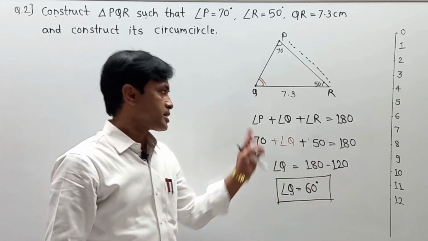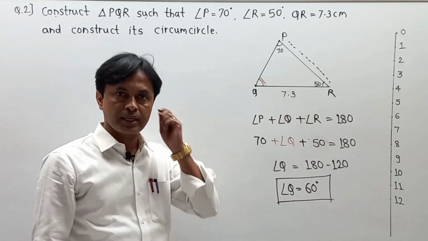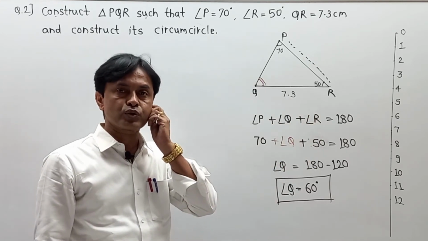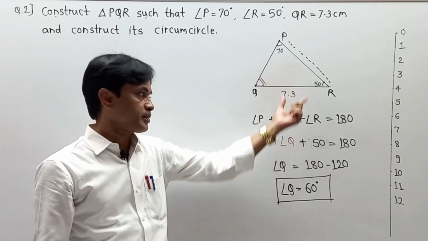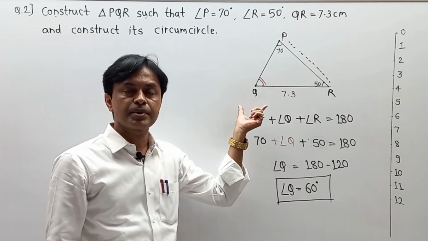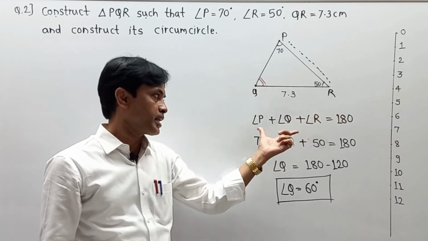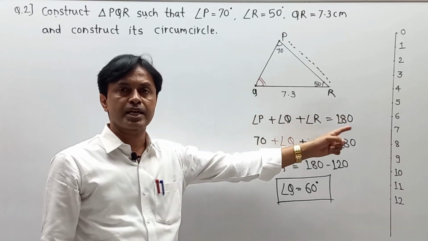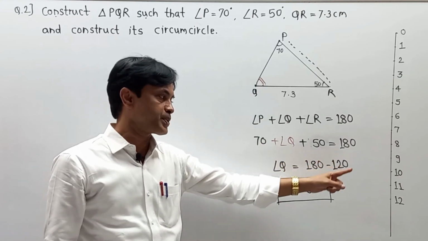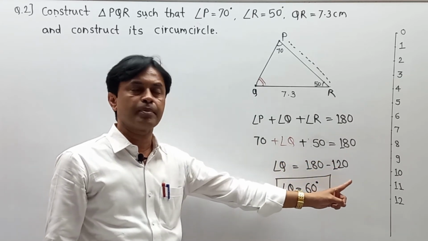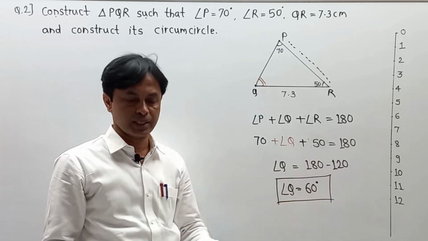Because we know that the sum of the angles of a triangle is 180 degrees. Now students, when you are going to solve this numerical, first of all draw a rough diagram. After that, write the statement: sum of the angles of a triangle is 180 degrees. After that, angle P plus angle Q plus angle R is 180 degrees. 70 plus angle Q plus 50 is 180 degrees. So angle Q is 180 minus 120, which means angle Q is 60 degrees.